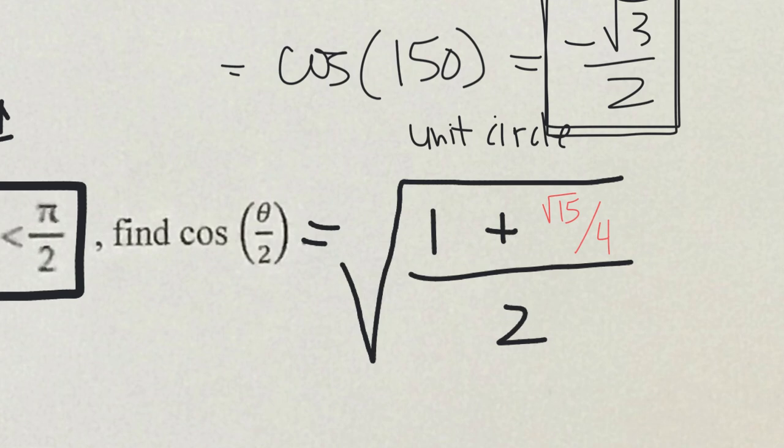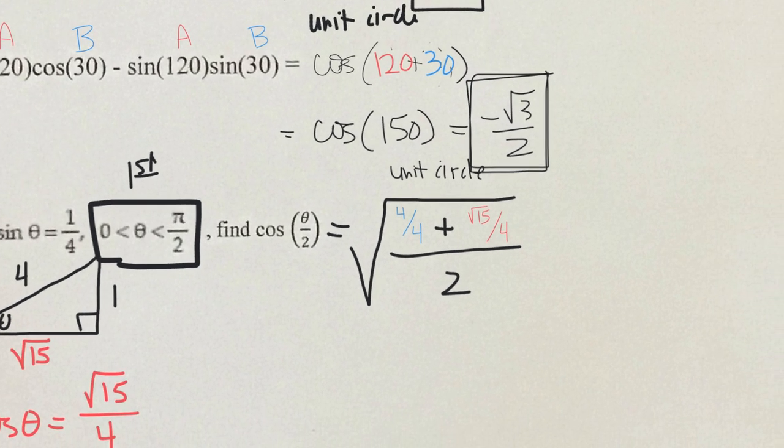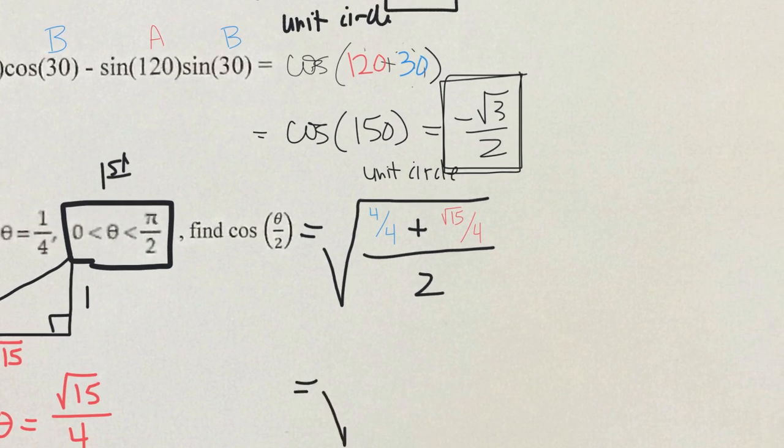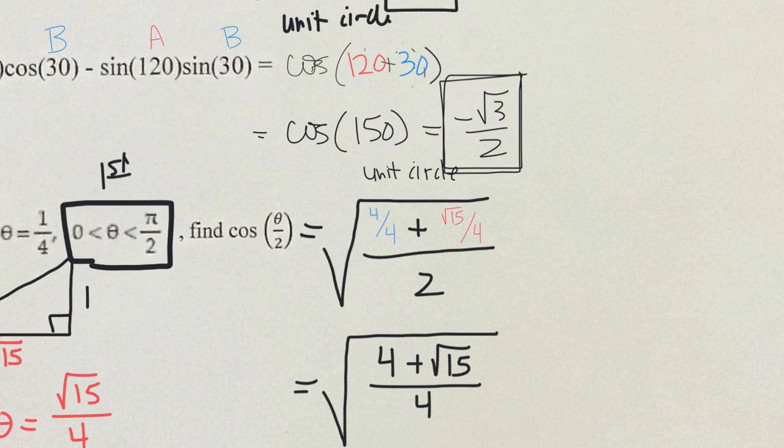Now, looking at our numerator, we have to add a 1 to our fraction. So I need to change my 1 to match my fraction. My 1 becomes 4 divided by 4. That way I can add my fraction to something else, because I can only add a fraction to another fraction. So let's do that fractional addition. When I'm adding fractions, I only add their numerators. So 4 plus root 15, divided by 4, is my new numerator when I add those two fractions together, all divided by 2. Remember, the 2 is still underneath the square root also.